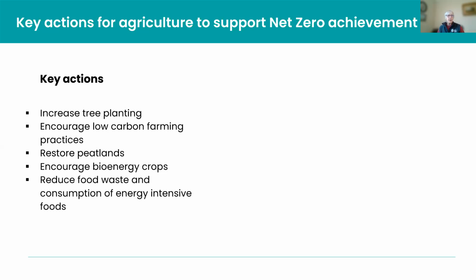We need to encourage low carbon farming practices, and I'll talk about those in a minute. Critical, certainly in the UK, is restoring our peatlands. I'm not sure, I'm afraid, for Pakistan whether you have peatlands, but in the UK, there's a massive source of emissions at the moment because we're not managing them properly. And certainly growing bioenergy crops to replace fossil fuels will be helpful. Critical to reduce food waste. I'm not sure of the level of food waste in Pakistan, but certainly that in Europe is critical, as well as looking at reducing our consumption of energy intensive foods.